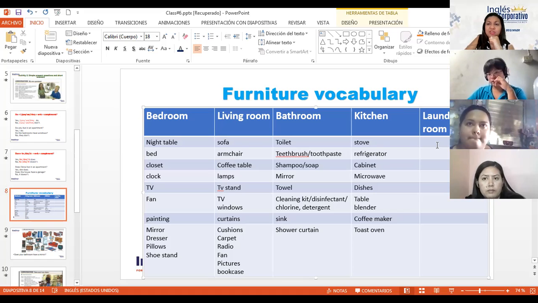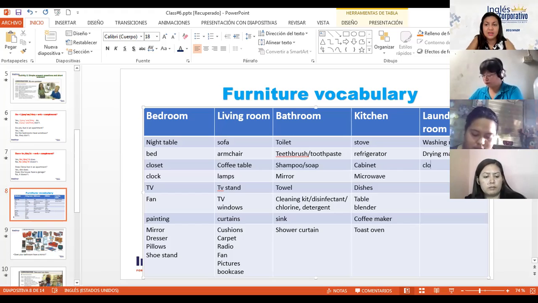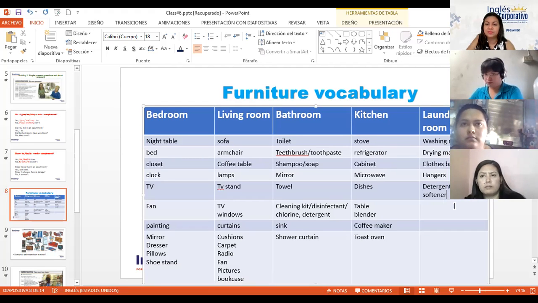Okay, now what about the laundry room where you wash your clothes? Well, this is very important, the washing machine. In the United States, because of the weather, people also have a drying machine. You can have a clothes basket. La canasta de la ropa, clothes basket. You can have some hangers or los ganchos de ropa, hangers, detergent, the softener, que son cosas, ¿verdad? Okay, and others. The iron, la plancha, iron. You can see this and more vocabulary in the next slide.